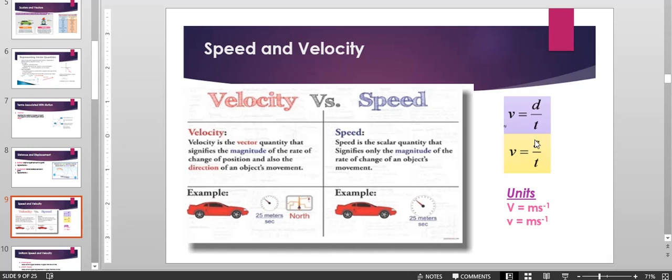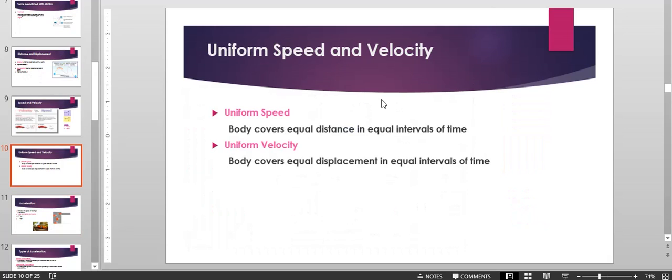Meter represents the distance or the displacement, and second represents the time taken by the object. These are the terms associated with speed and velocity: uniform speed, which is when a body covers equal distance in equal intervals of time, and uniform velocity, when a body covers equal displacement in equal intervals of time.